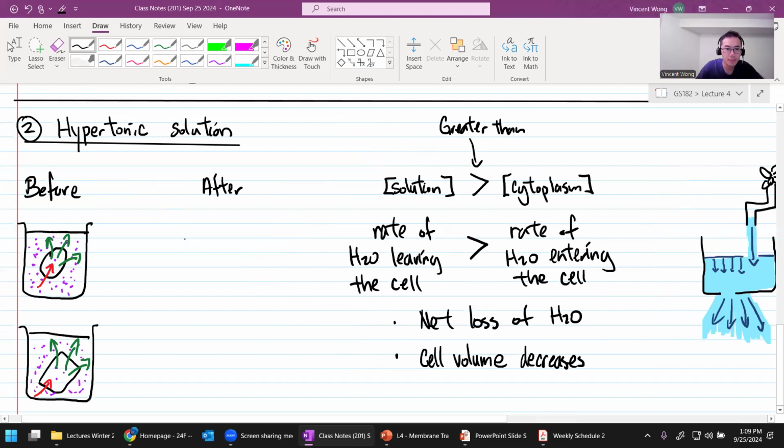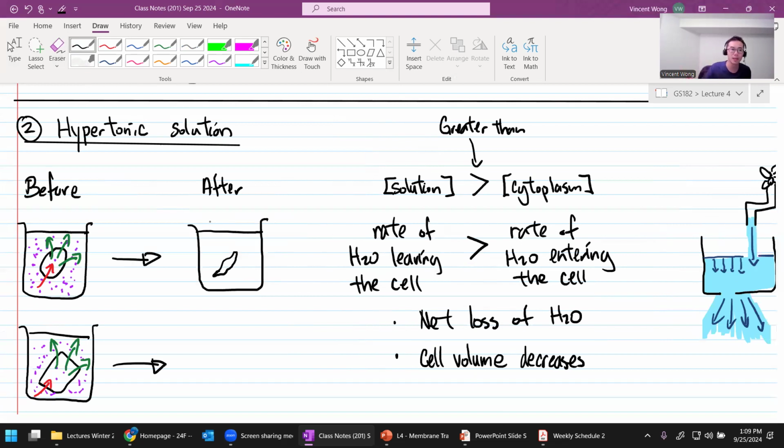So for an animal cell, afterwards, it is going to shrivel up. It's like a grape, except a grape is not an animal cell, obviously. But if you remove all the water from a grape, you end up getting a raisin, right? It's like a shrivel up. So we have a special name for this. It's called plasmolysis. Plasmolysis shrinks.